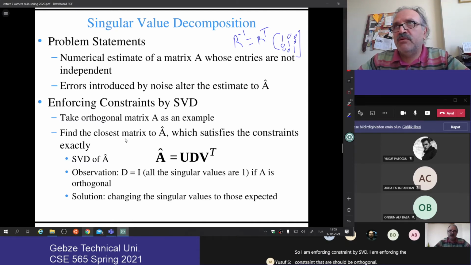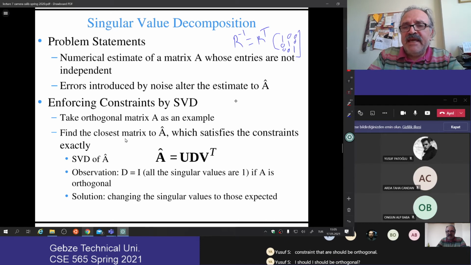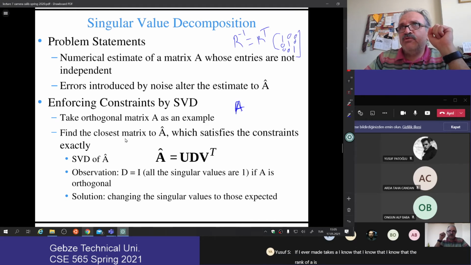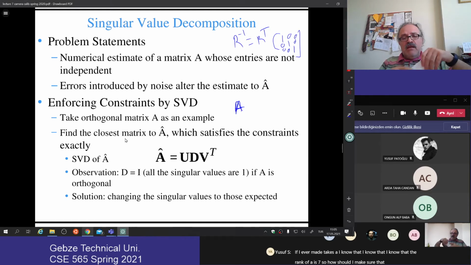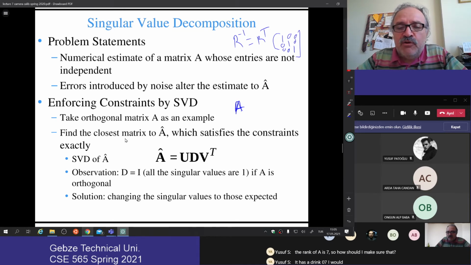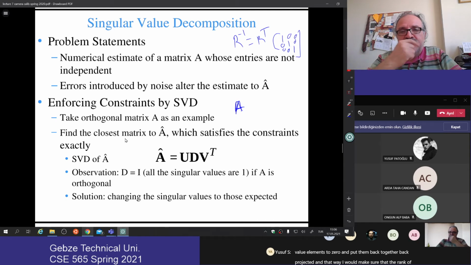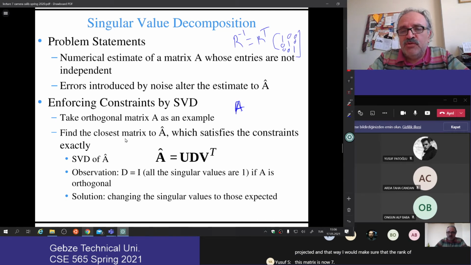If I have a matrix A, I know that the rank of A is 7. So how should I make sure that it has a rank of 7? I would do the singular value decomposition. Okay, I would make all the elements after the 7th singular value elements to 0 and put them back together, back projected, and that way I would make sure that the rank of this matrix is now 7. So singular value decomposition is used for those kind of purposes too.